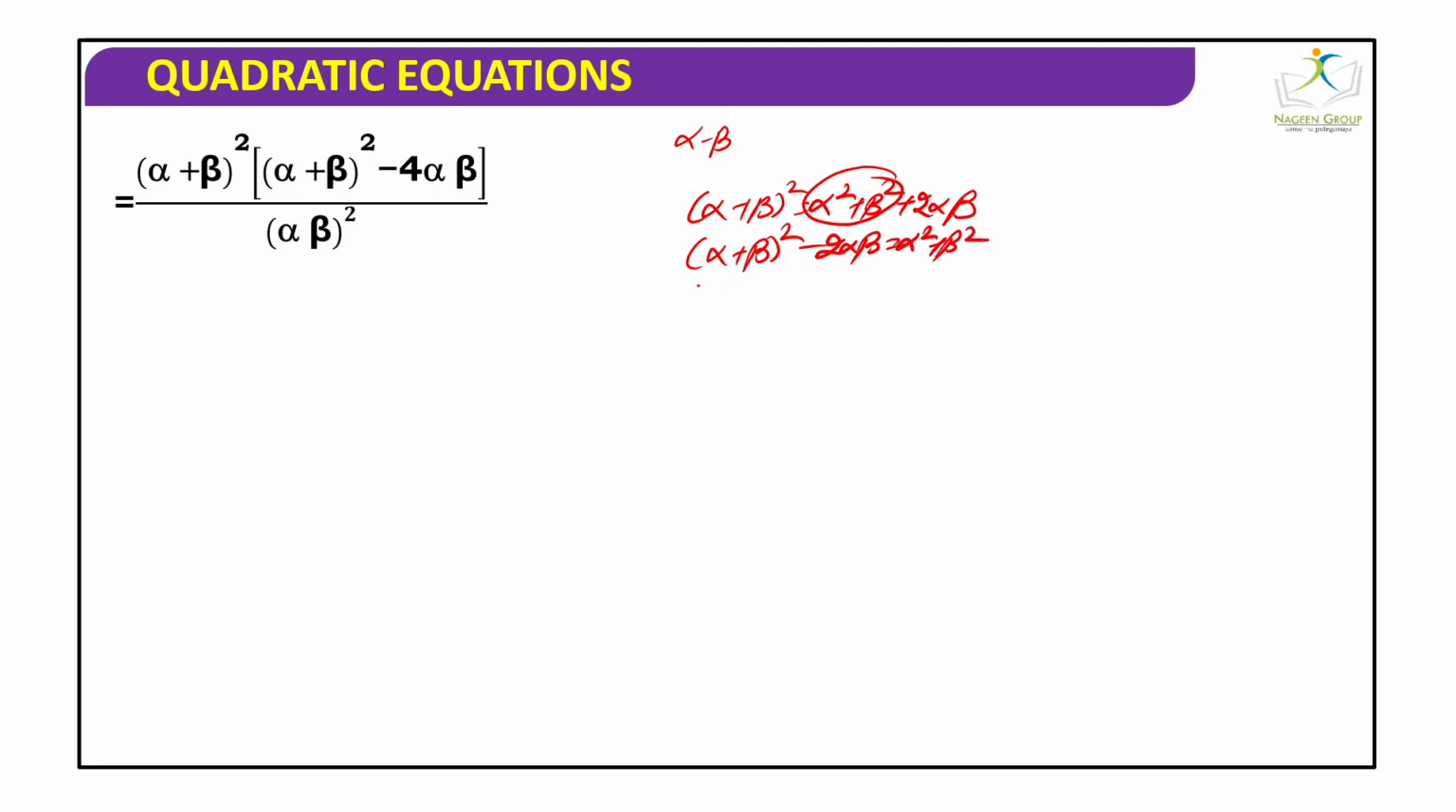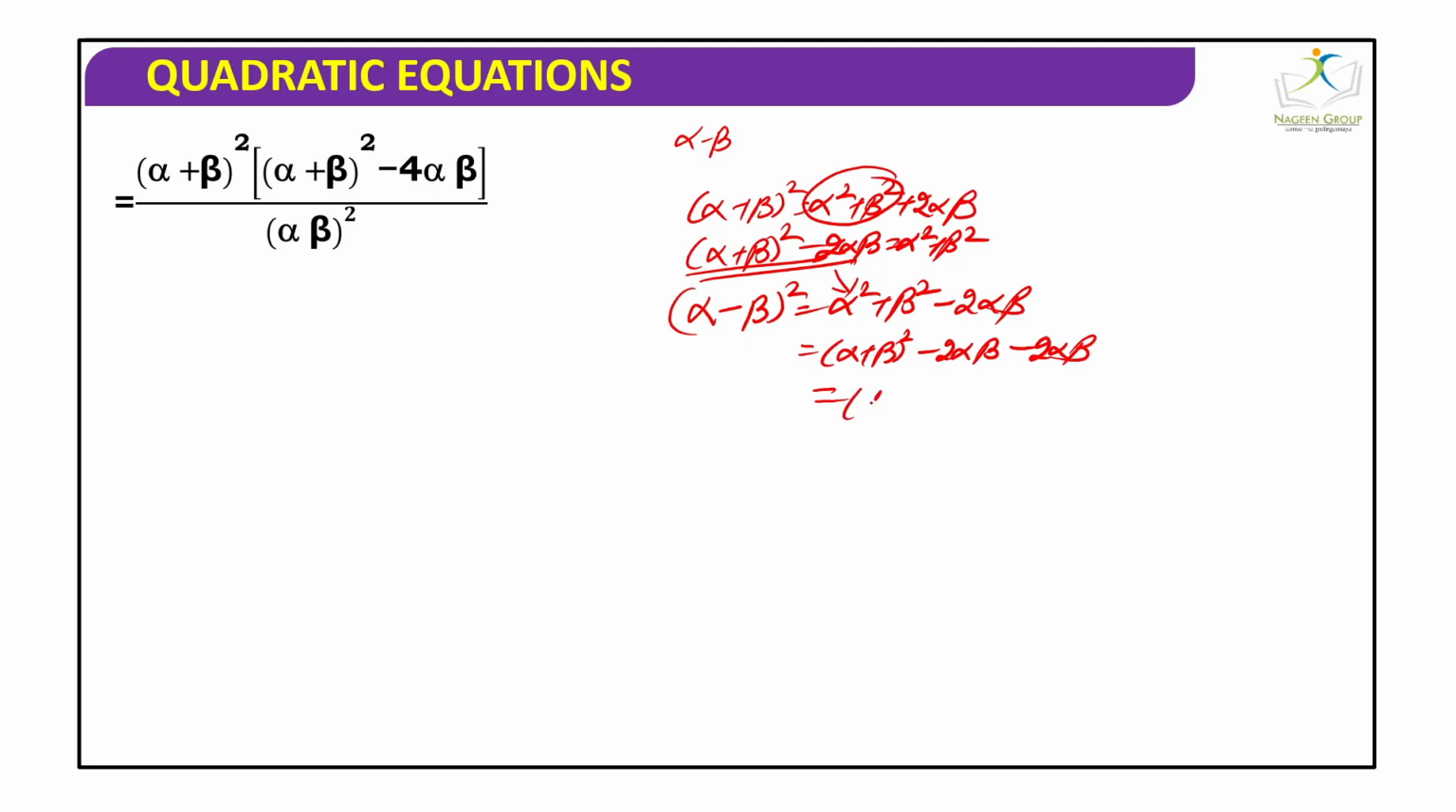Right, friends? And if we are finding alpha minus beta, right? So the square is alpha square plus beta square minus 2 alpha beta. And this is the value of alpha square plus beta square. Keep it here. It is alpha plus beta whole square minus 2 alpha beta minus 2 alpha beta, which is alpha plus beta whole square minus 4 alpha beta.